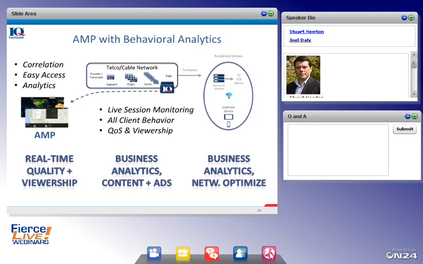There's also a northbound interface, so we collect that information and we can feed it northbound into any system that you have with a certain level of processing or unprocessed up into your big data system.